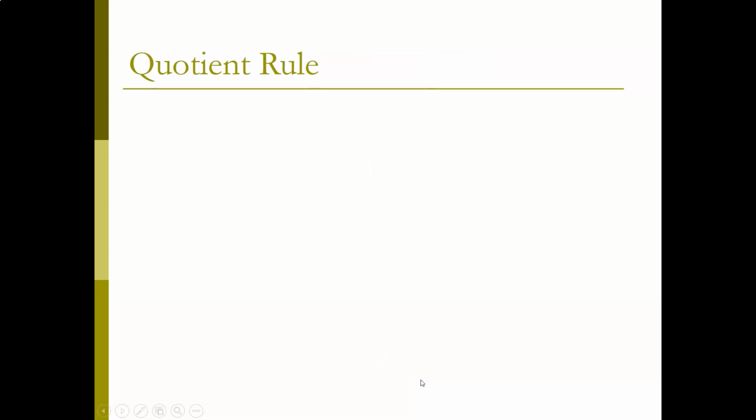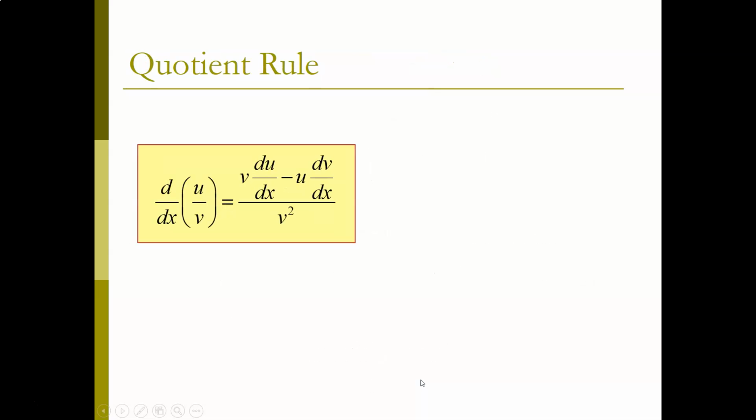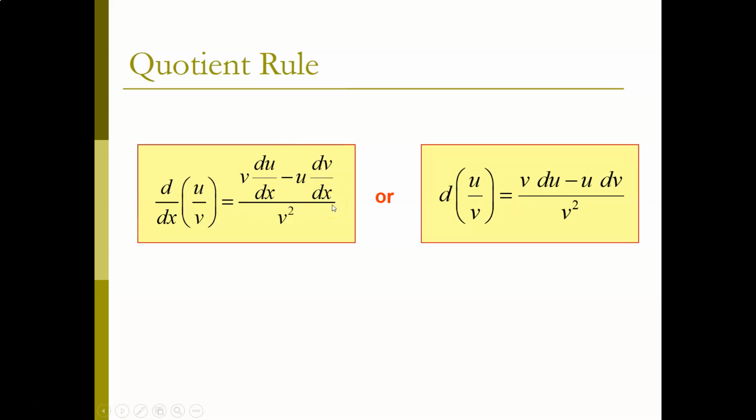So now let's take a look at this in another way. Here's a more theoretical way to think about it. We have d over dx of u divided by v, where we have v times the derivative of u minus u times the derivative of v, and everything's over v squared. Or you think about it as d of u over v, which is v du minus u dv, all over v squared. So that's 3 different ways I showed you how to express the quotient rule.